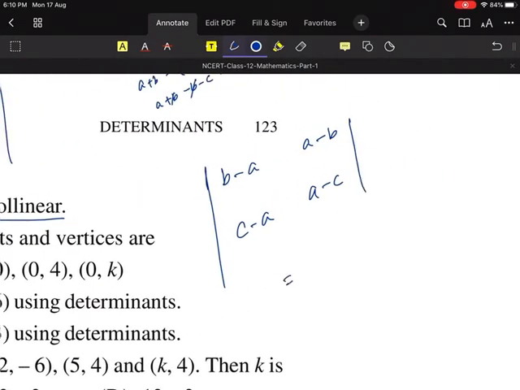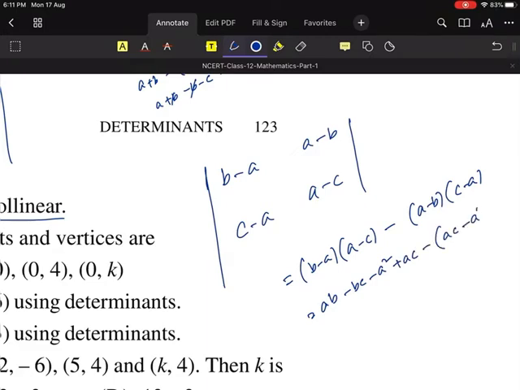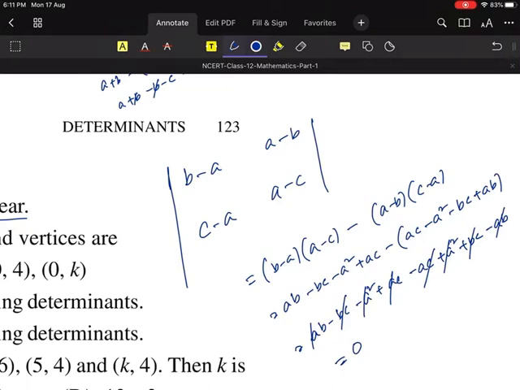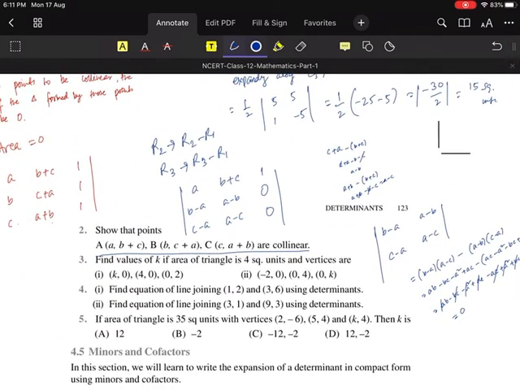Now let's multiply. So this minus this into this, B minus A into A minus C minus of A minus B into C minus A. So that is equal to what? AB minus BC minus A square plus AC minus of AC minus A square minus BC plus AB. Yes or no? I'm just multiplying: minus AC plus A square plus BC minus AB. So let's cancel. Minus AC plus AC goes, A square minus A square goes, BC minus BC goes, AB, AB goes, I get 0. Okay? Sure. Hence, the following points are collinear.